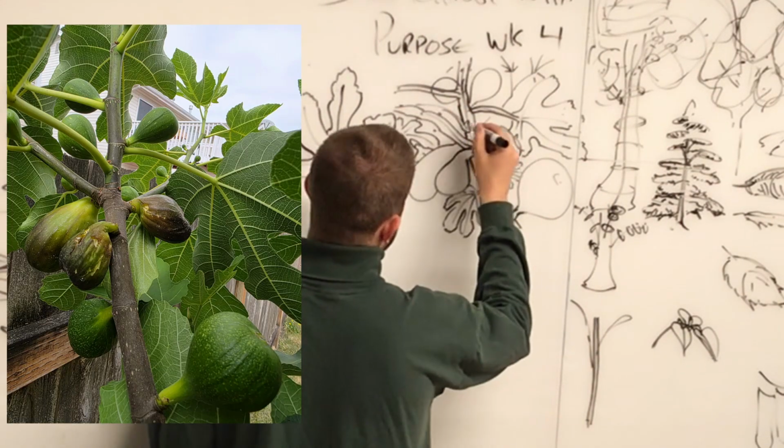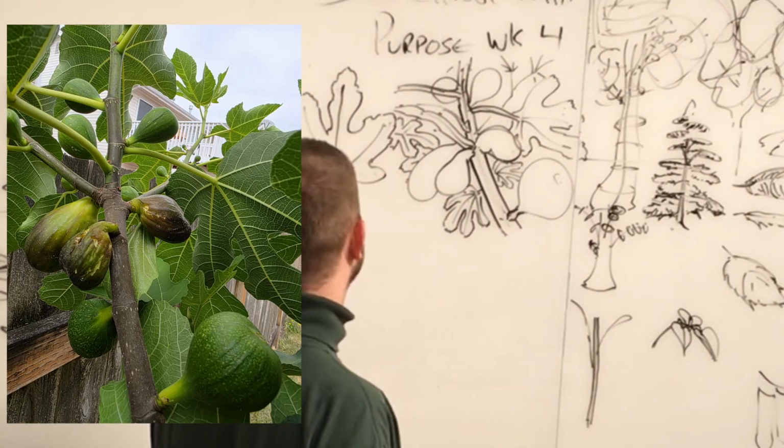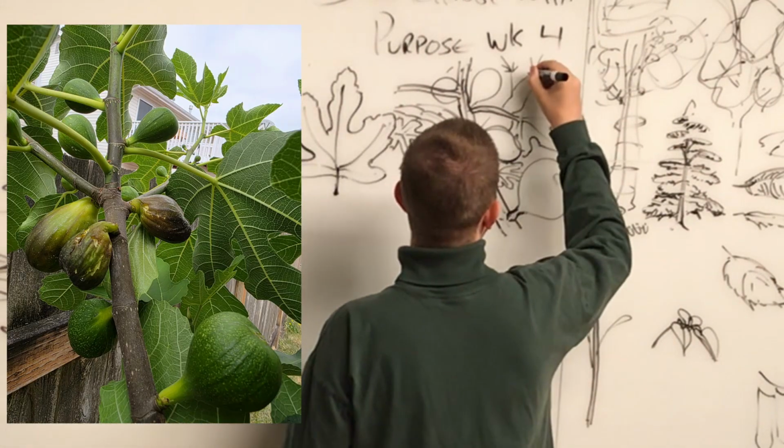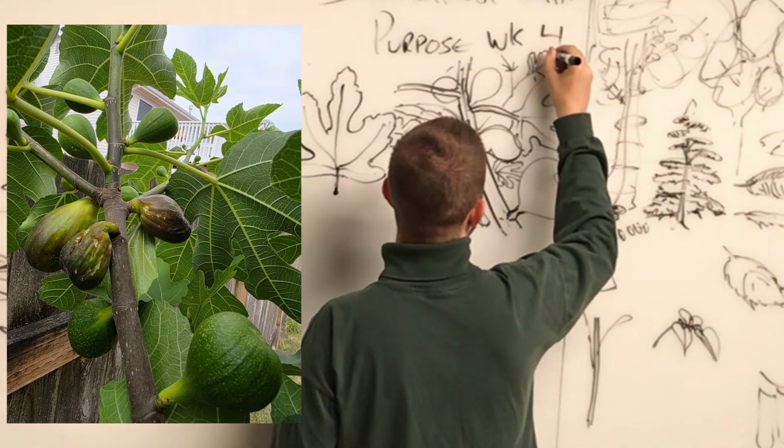Your goal is just to make something that someone who knows what figs look like, knows what fig trees look like, can go, oh, fig tree. And you will be someone who knows what fig trees look like after this. That's kind of the fun thing.